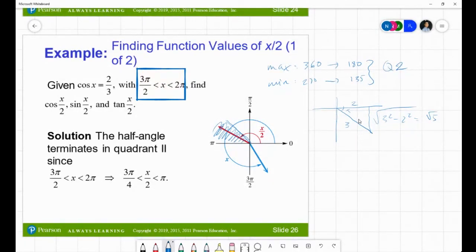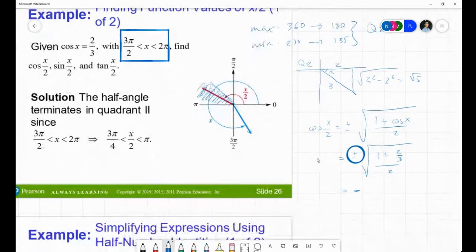All right, so now we can find out what the half angle is. We just use the formula cosine x over 2 equals plus or minus square root of 1 plus cosine x over 2. We already have cosine x, so plug it in, and we just have to simplify this. Now, since I know that the half angle is in quadrant 2, my answer needs to be negative. You see why they put a plus or minus here?